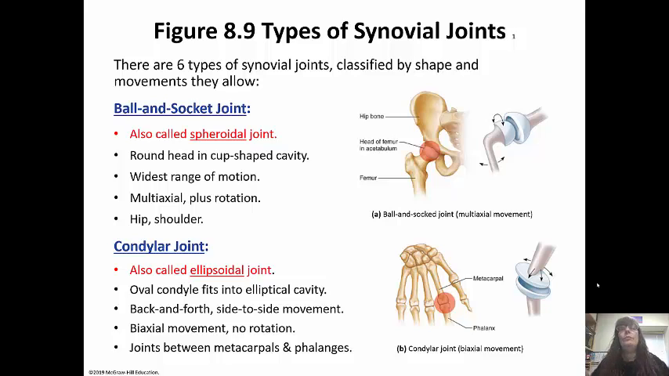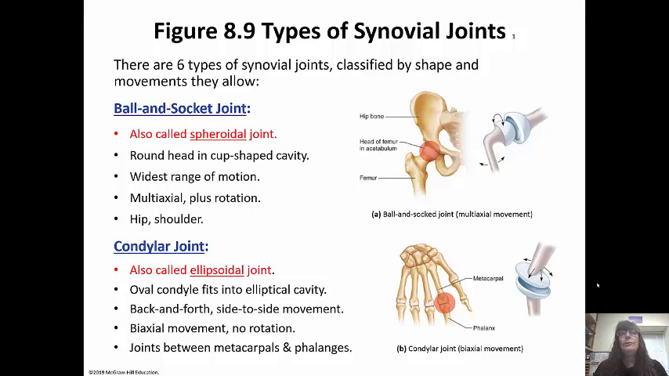And as we know, we can move our shoulders a lot, we can move our hips a lot, our legs around. It's also important to note that the acetabulum of the pelvic girdle, where the head of the femur sits, is deeper than the glenoid cavity, where the head of the humerus sits. So that's why our shoulders get dislocated a lot easier than our hips get dislocated.